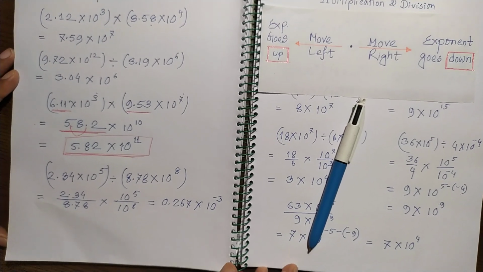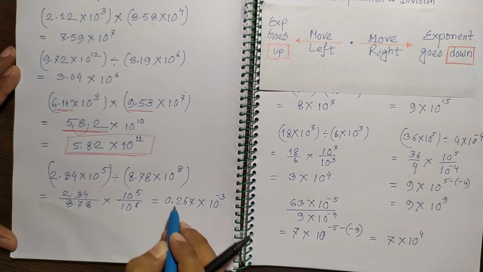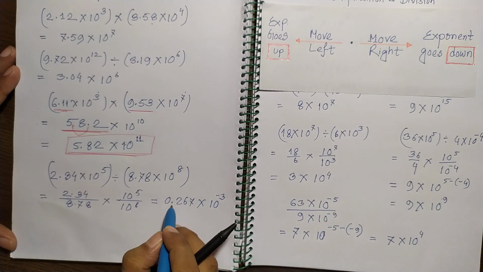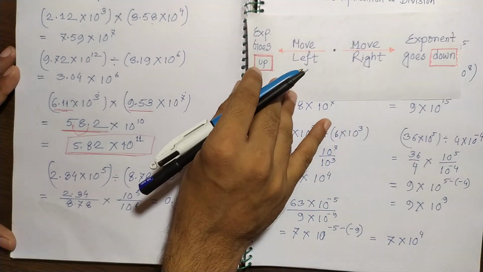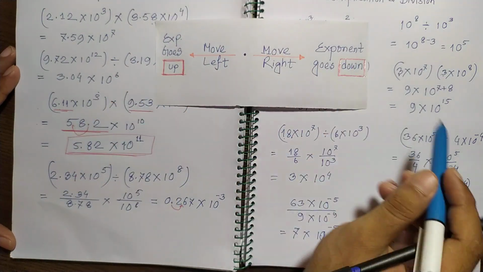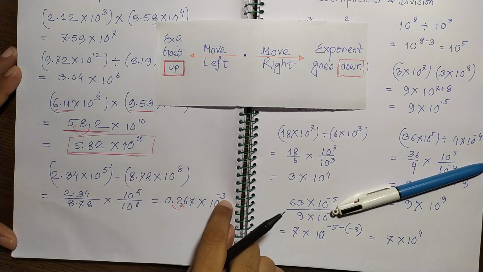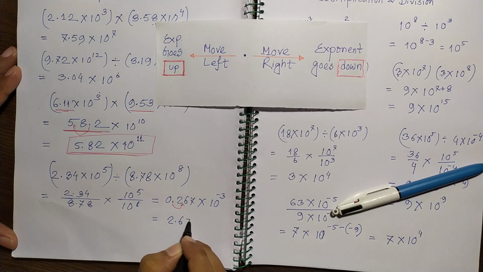Now you think that you are doing what? Now 0.267 is not the right expression, so you can shift this decimal after 2, so you're moving one step on the right side. So the rule is, if we move right, then exponent goes down. So to make it down, we'll write 2.67 times 10 to the power minus 4.